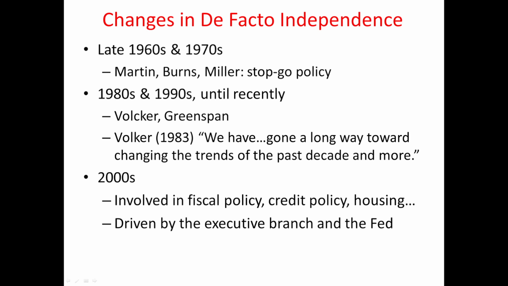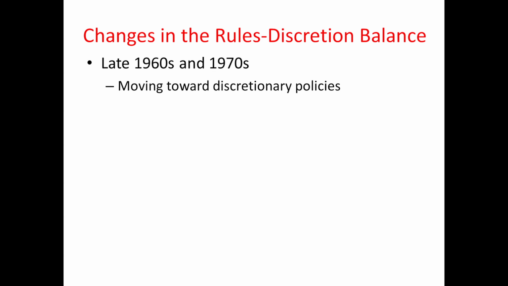Okay, so finally, also changes in this rules-discretion balance that I'm talking about. And there are various ways to see this. In the late 60s and 70s, policy got very discretionary. This was completely against the recommendations of Milton Friedman, who was arguing against this. It was really the heyday of Keynesian discretion, moving away from rules and toward less predictability, less knowing what the Fed is going to do next. Really a guessing game, not very much transparency.